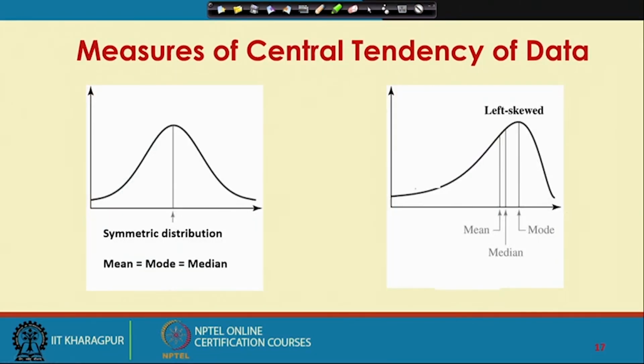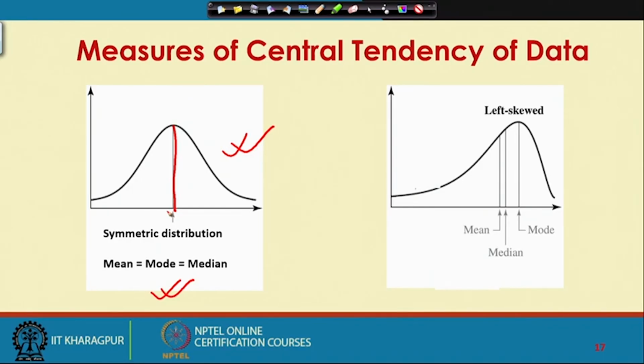If you have a symmetric distribution like this, your mean, mode and median will all be same, because if you have a symmetric distribution, this is the mean, this is the mode as well, and this is the median as well.